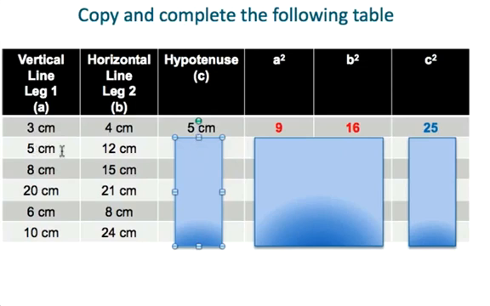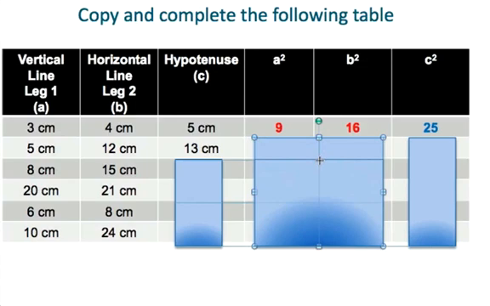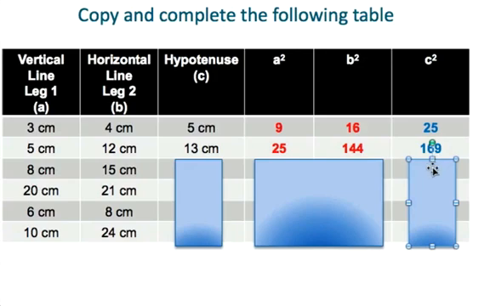The next one, 5 centimeters for the vertical line and 12 centimeters for the horizontal line, the answer you should have gotten was 13 centimeters. And if we square A and B, then we should get 5 squared is 25, 12 squared is 144. And if we take 13 squared, then we end up with 169.